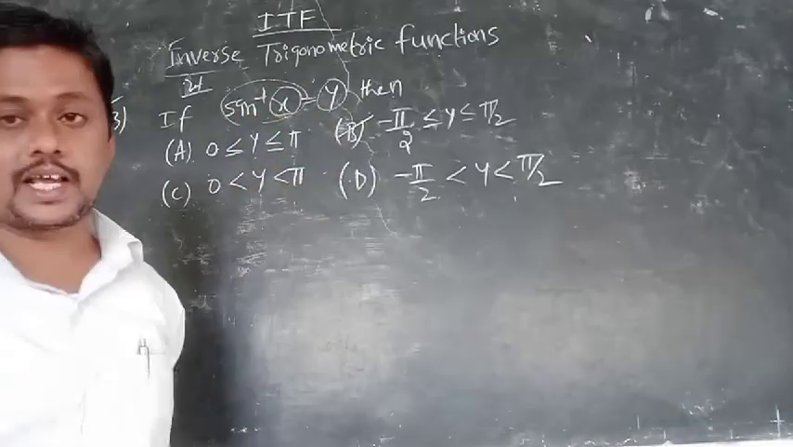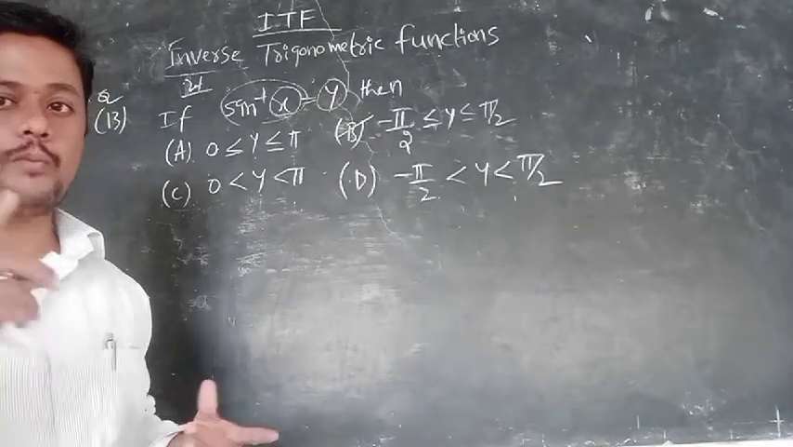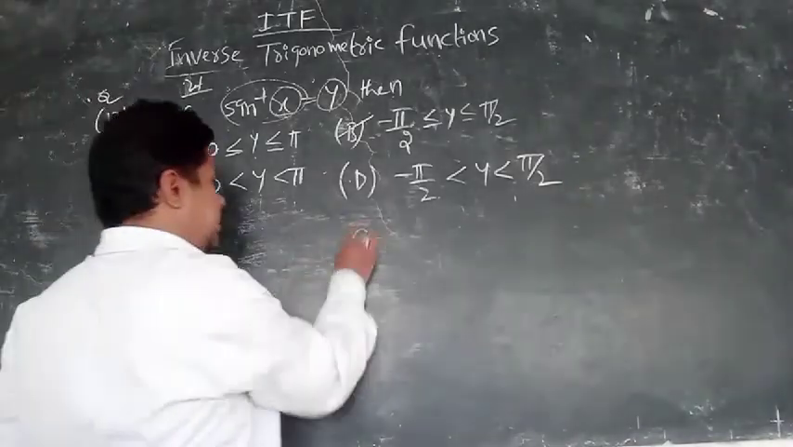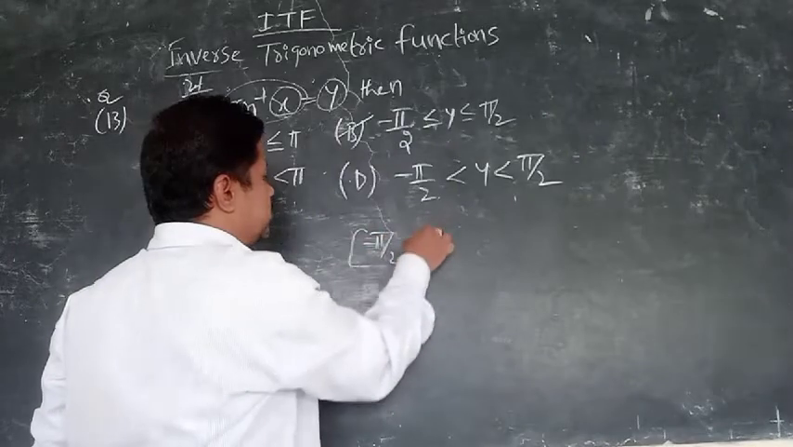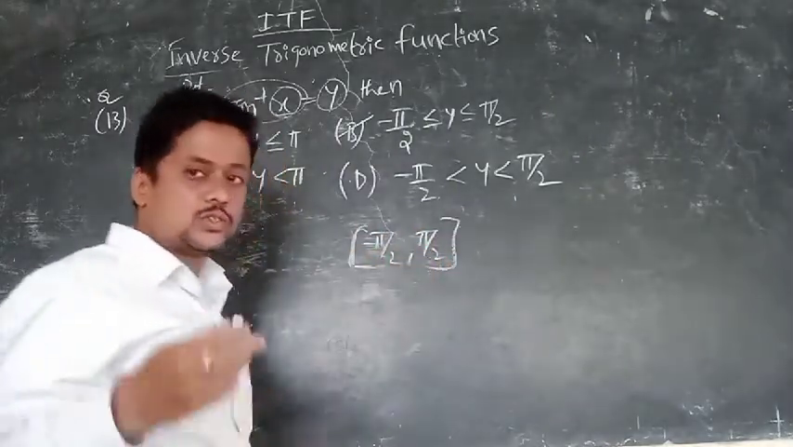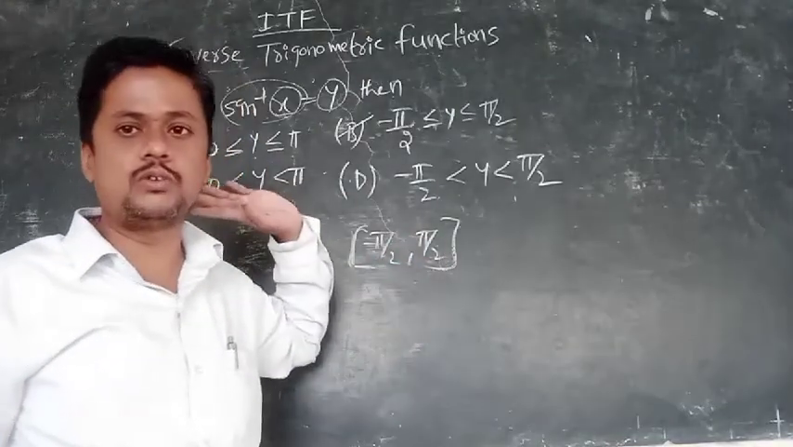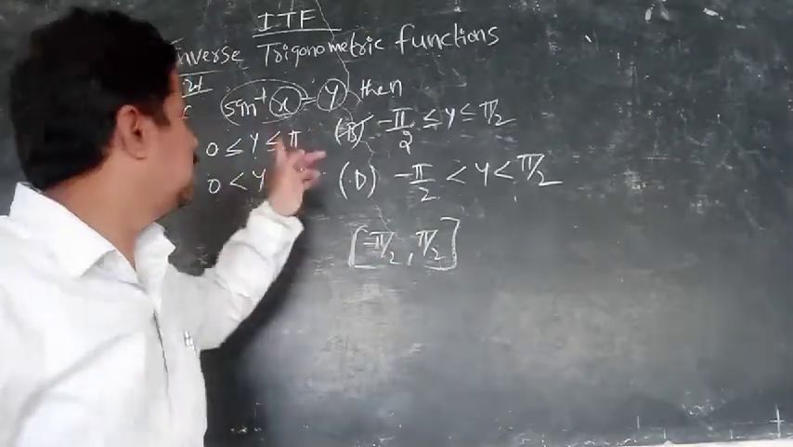What is the sin inverse x range? Minus pi by 2 to plus pi by 2. Open interval or closed interval? Minus pi by 2 to pi by 2, closed interval. Closed means bounded values are included. Between these two values is also the range. Let us check.